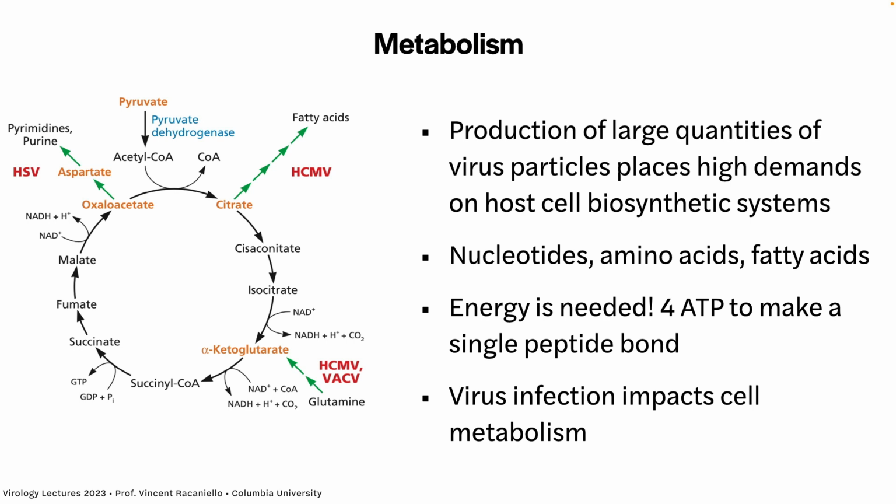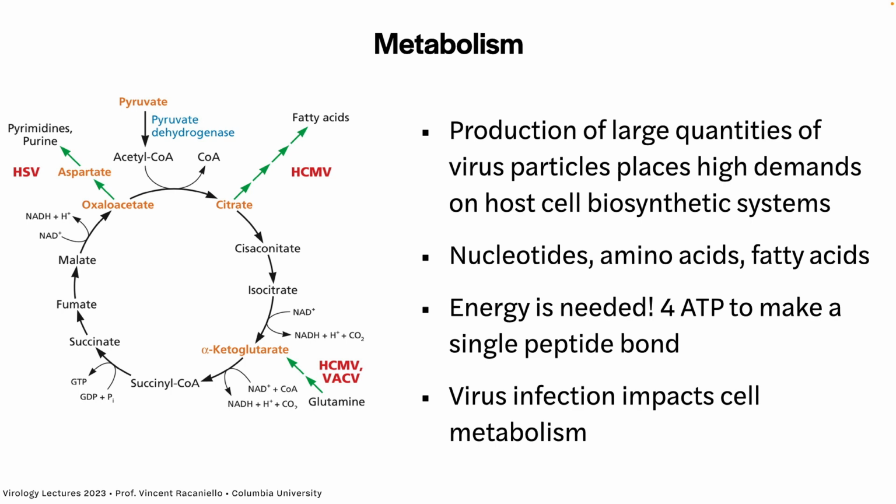Of course, you need to make nucleotides, amino acids, fatty acids. It takes 4 ATP to make a single peptide bond. Amazing, and you're making thousands and thousands of virus particles per cell. So basically, viruses have to crank up metabolism of cells in order to reproduce. So let's explore how that happens.